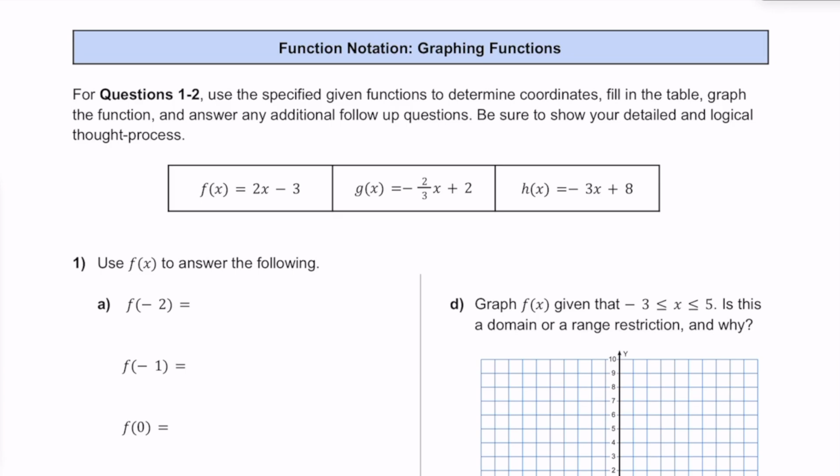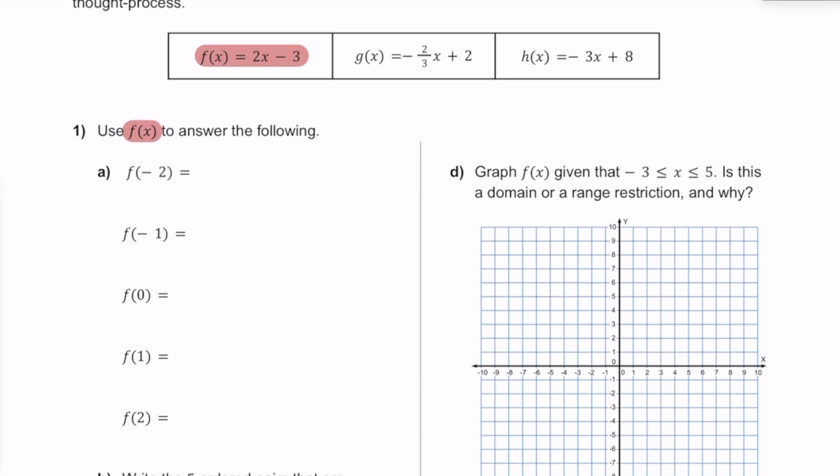All right, so for number one, it says to go ahead and use f of x. So if we take a look at f of x, that's going to be this function right over here. So let's make sure we don't use g of x or h of x for this particular problem. So let's get right into it. The first one says find f of -2.